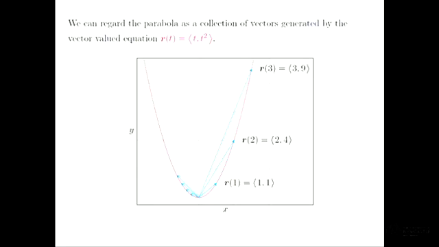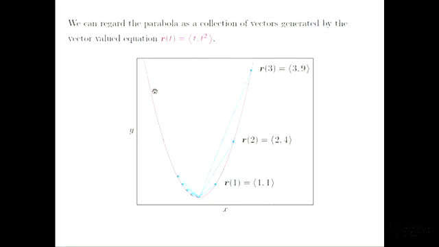So in fact, we can regard the parabola as a collection of these vectors, and we can generate them by a vector equation given by r(t) equals (t, t squared). This r is bolded. Whenever I use bold notation, that will typically define a vector. In your handwritten notes, since you can't draw something bold, it's typical just to draw a vector or a harpoon over it, if you'd like.